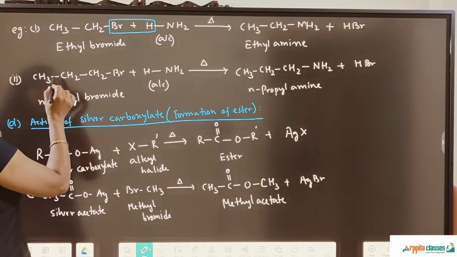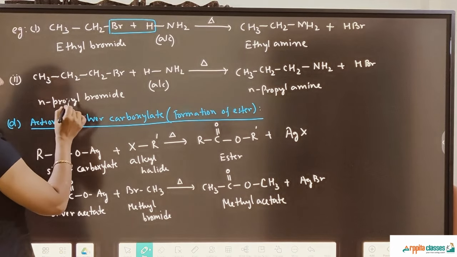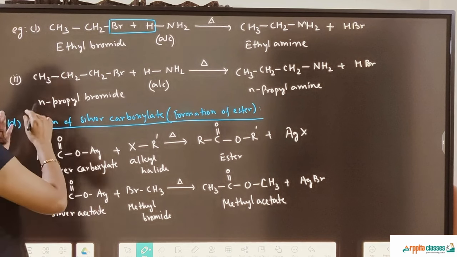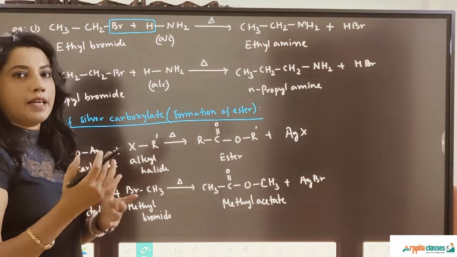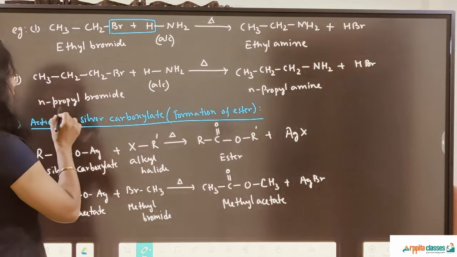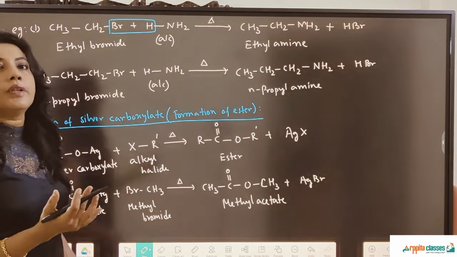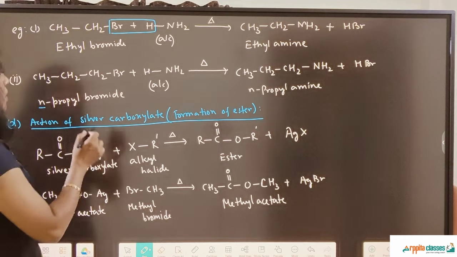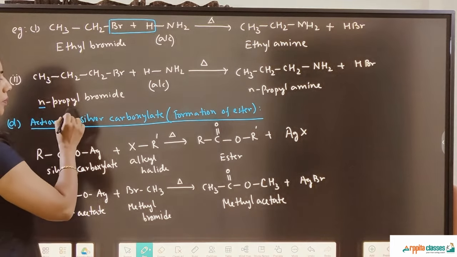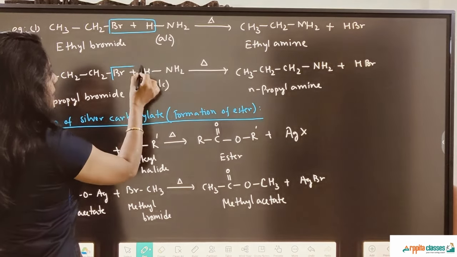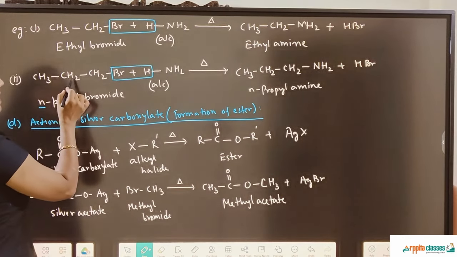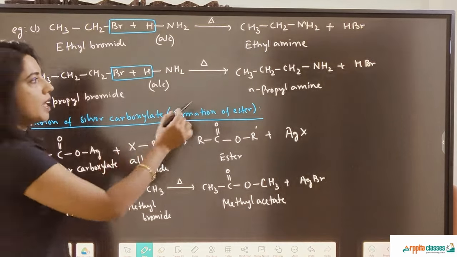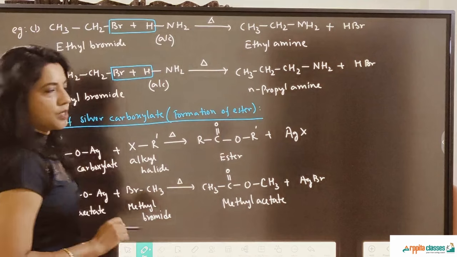This one is CH3CH2CH2Br. This is n-propyl bromide. Once we get more than 3 carbon atoms, we have to write it, if it is a straight chain, as n-propyl, because now you know that iso also can be possible. So we will write n-propyl bromide, and from here HBr will be coming out. So you get CH3CH2CH2NH2, that is propylamine plus HBr.